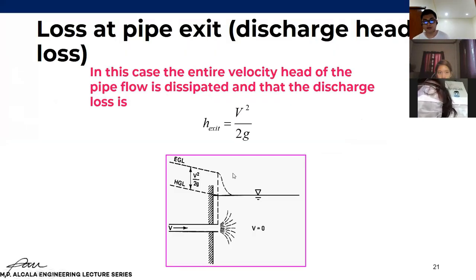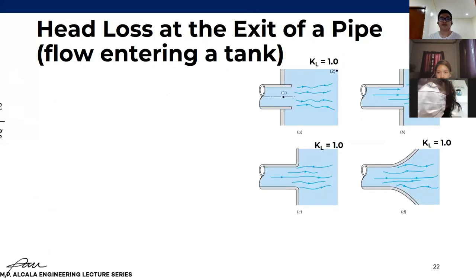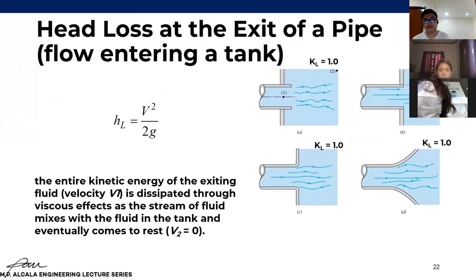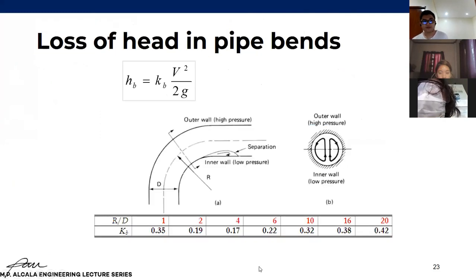So loss of pipe exits. So meron kang loss at entrance, meron kang loss sa exits. Yan, V squared over 2g. So gusto natin smooth ang flow. Okay. Now, how about in bending? Yung mga bends, yung mga fittings, yung mga tees. They will also have losses because of the fittings or the bends.